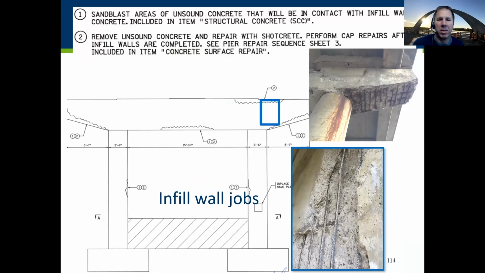And a lot of times the pier cap is getting this infill wall because it's in bad shape. So read the sequence notes: remove loose concrete only. It's not like a concrete surface repair where you chip to sound concrete. These are sensitive areas. So we just want to chip the loose stuff away and don't chase it. Sandblast the steel you've exposed and then get the infill wall in.